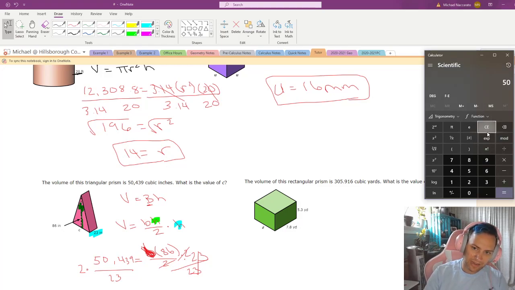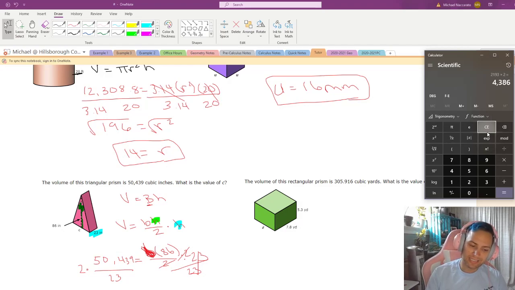Take 50,439. We are going to start by dividing that by 23. Excuse me. Then multiplying it by 2. And again, now I get that 4,386 equals B times 86.